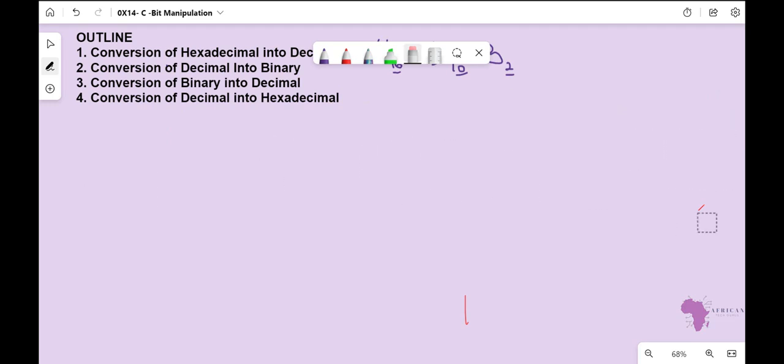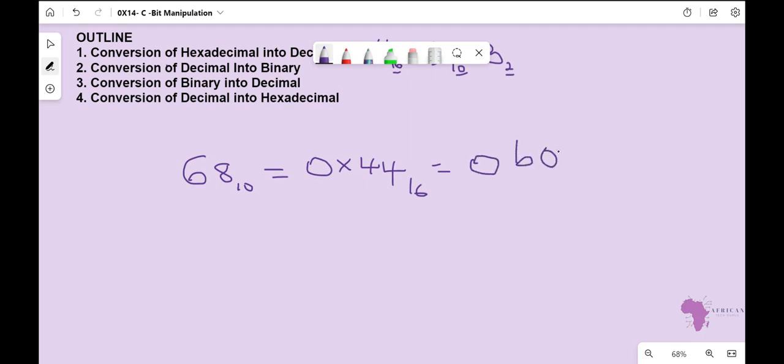So let me wrap like this. So I can conclude this way that 68 of base 10 is equal to 0x44 of base 16, and it's also equal to 0b01000100 of base 2. That is what we can conclude out of this.